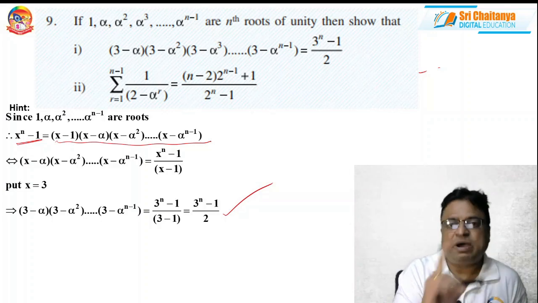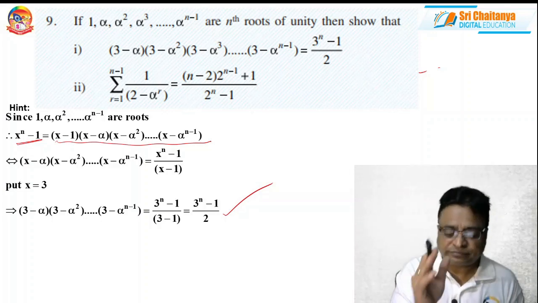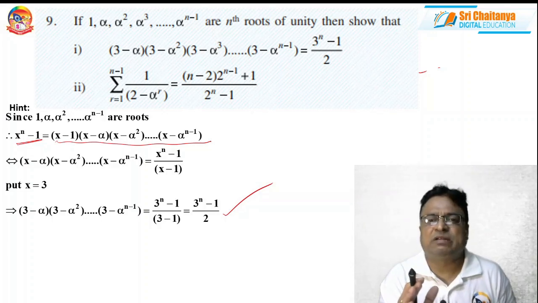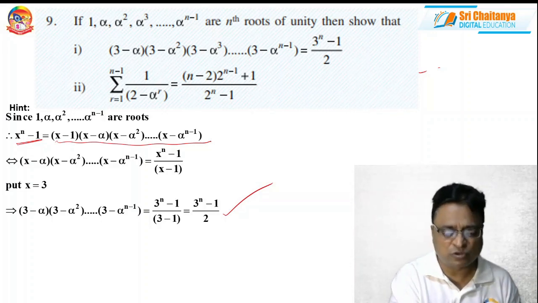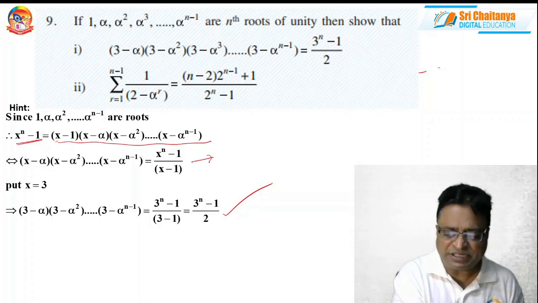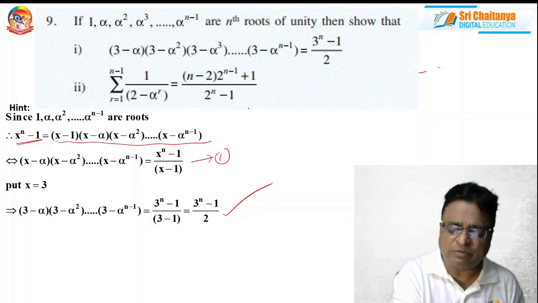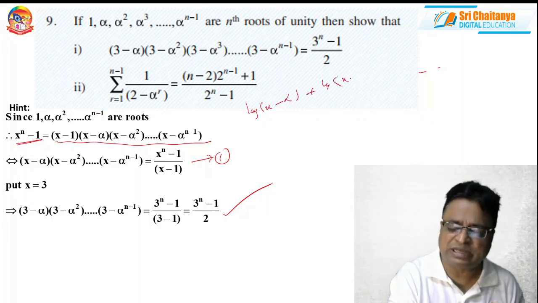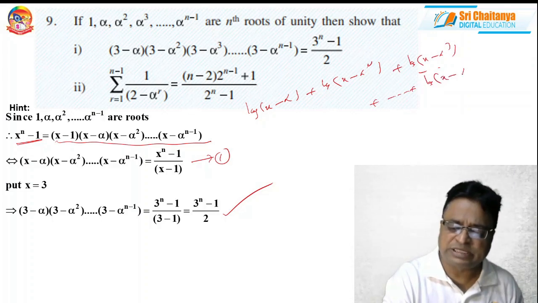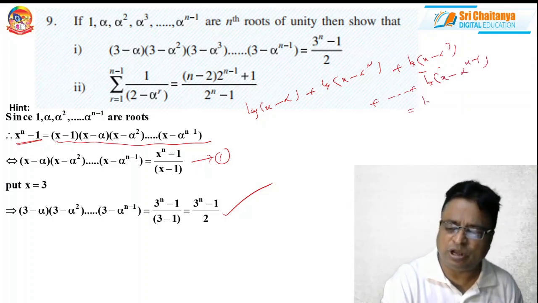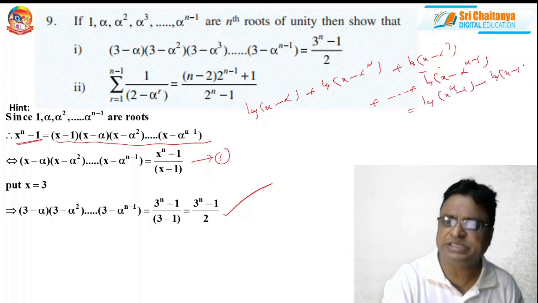Here, sigma r is equal to 1 to n minus 1. You expand that. That means 1 by 2 minus alpha plus 1 by 2 minus alpha square, 1 by 2 minus alpha cube. So, if it is equation number 1, if I take logarithm on both sides, then that means log x minus alpha plus log x minus alpha square plus log x minus alpha cube and so on plus log x minus alpha power n minus 1 equal to log x power n minus 1 minus log of x minus 1.